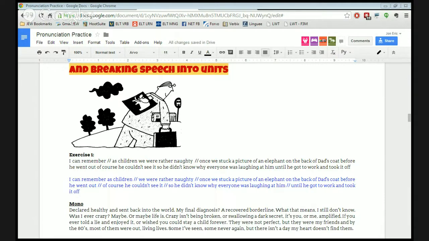Listen a second time, and this time we're going to compare. I can remember as children we were rather naughty. Once, we stuck a picture of an elephant on the back of Dad's coat before he went out. Of course, he couldn't see it, so he didn't know why everyone was laughing at him until he got to work and took it off.